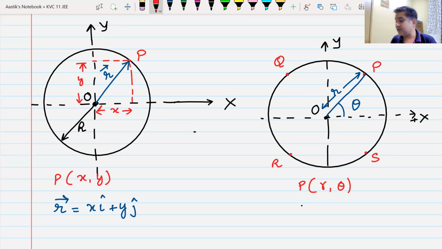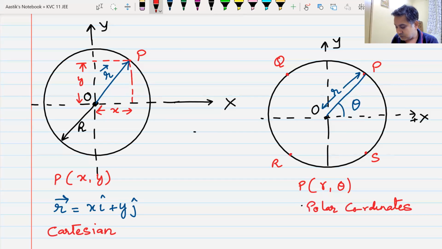Whenever the position is given in terms of r and theta, we call it the polar coordinates. And whenever the position is given like this, we call it the Cartesian coordinates because it is given in the form of x and y. So r and theta are known as your polar coordinates. Cartesian coordinates, polar coordinates. Polar coordinates is the one that we are more concerned about because this x and y thing we have already done.